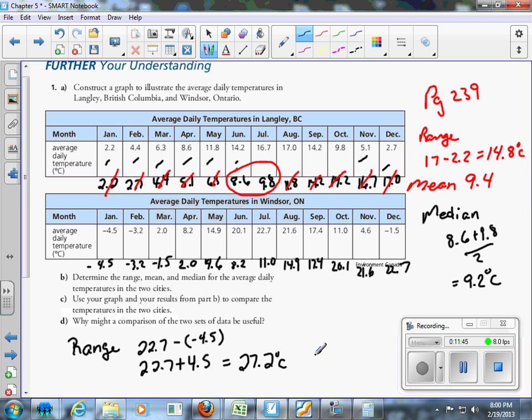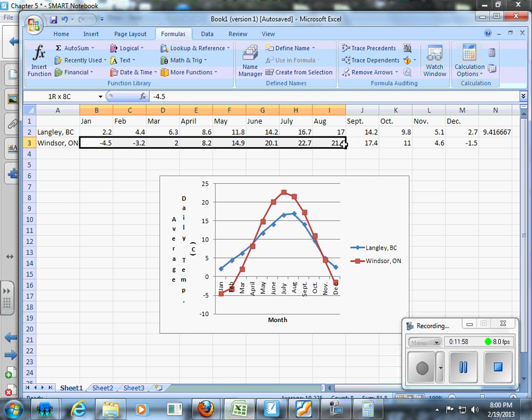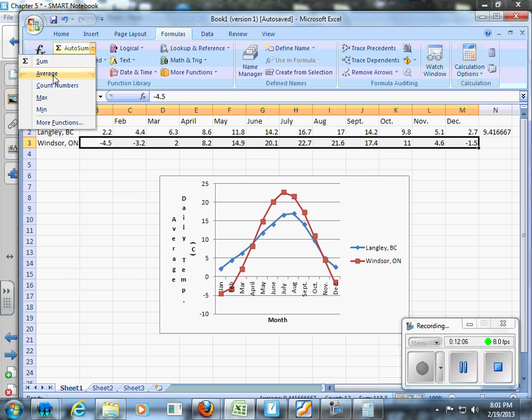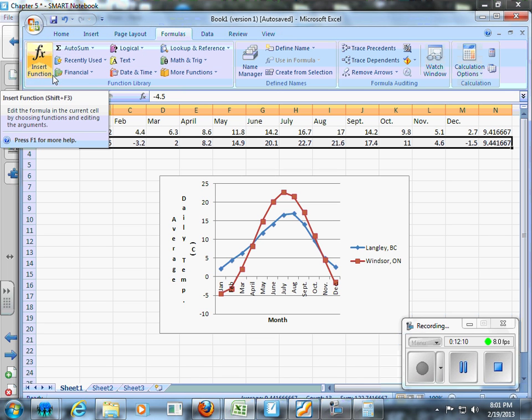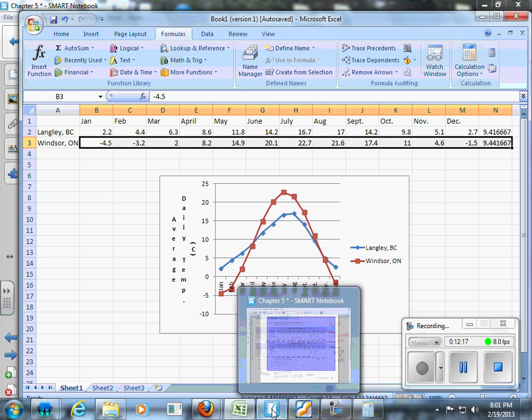Now to find the mean, remember add up all your scores and divide by the number of scores that are there. So I would do the same steps here. I'll highlight all my cells. On the formulas, auto sum, I'll change that to average, which again we refer to as mean. And 9.44. Now I'll round that to one decimal place, to 9.4.